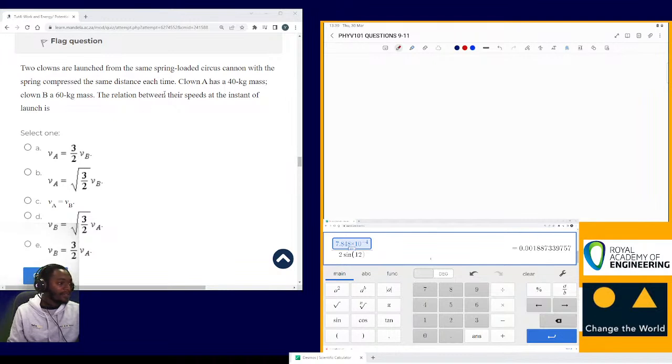What does it say? So it says 2 clowns are launched from the same spring. The spring is compressed the same distance each time. Clown A has got a mass of 40 kilograms and clown B has got a mass of 60 kilograms. Determine the relation between their speeds at the time of launch. So let's analyze the information that we are given.